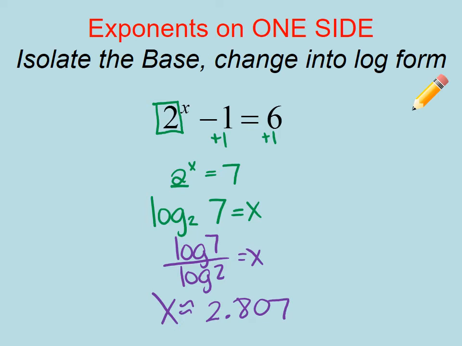Again, you can check your answer. I could type in 2 to the 2.807, subtract 1, and see if I get close to 6. Of course, it will be rounded, so just watch out for that.